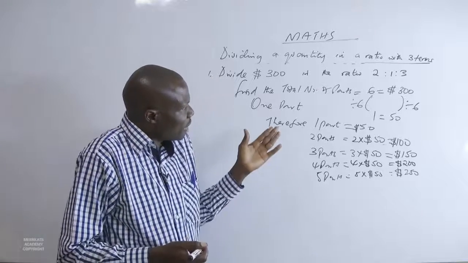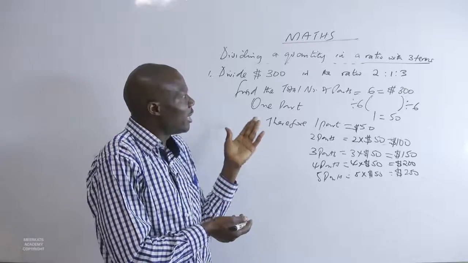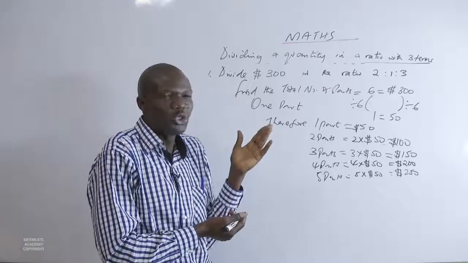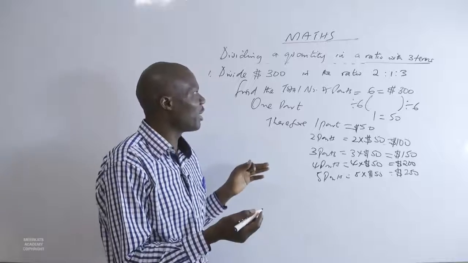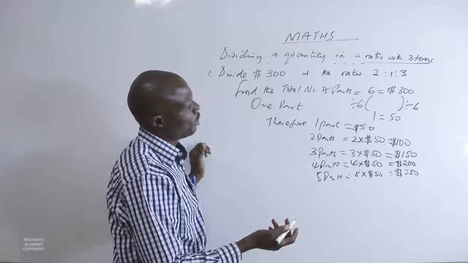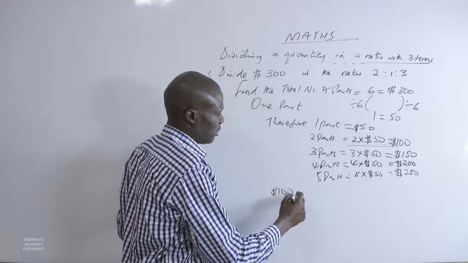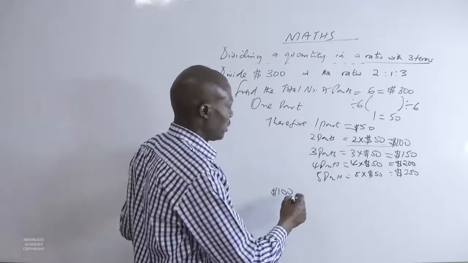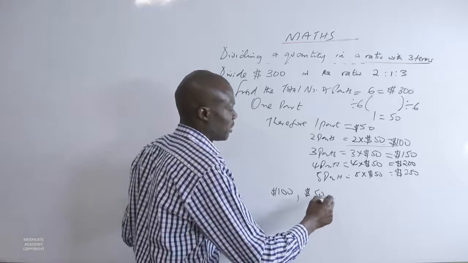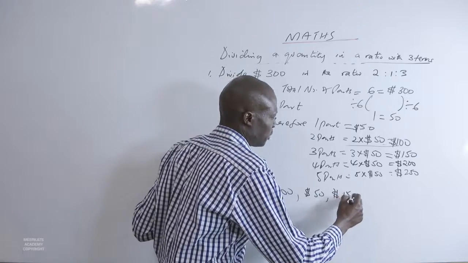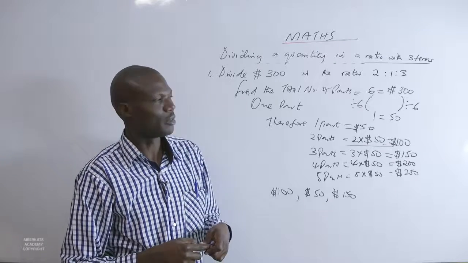So can we now answer this question? What is the amount if we share the $300 in the ratio 2 to 1 to 3? So it will be how many dollars? Proportionally, 2 will be $100. And then 1 will receive $50 and 3 will receive $150. That is how they will share out. That's the amount each one will take home.